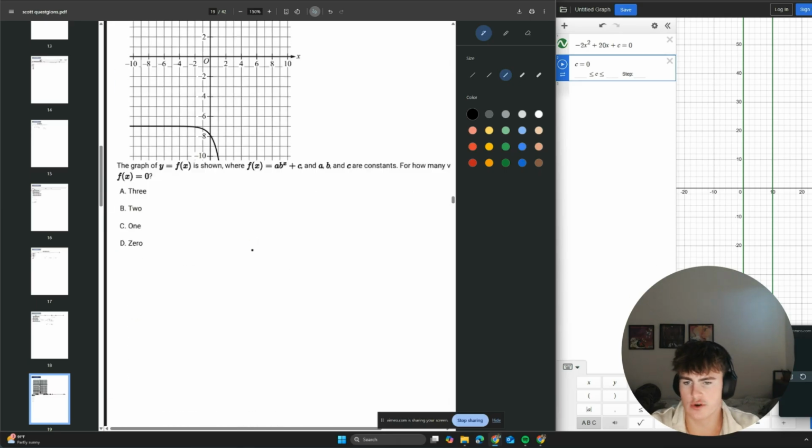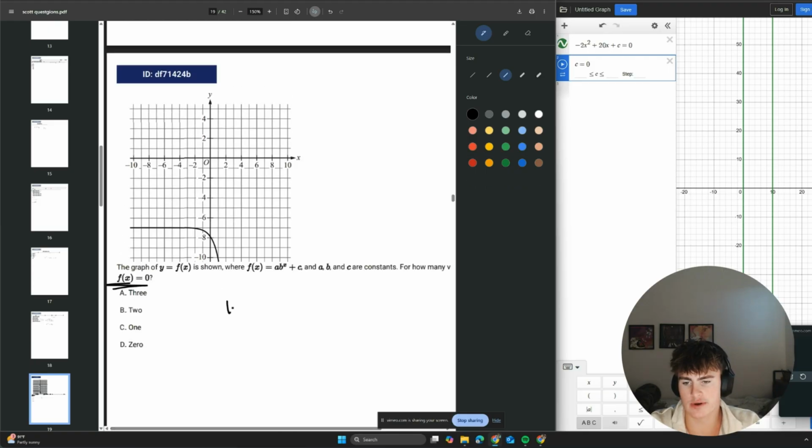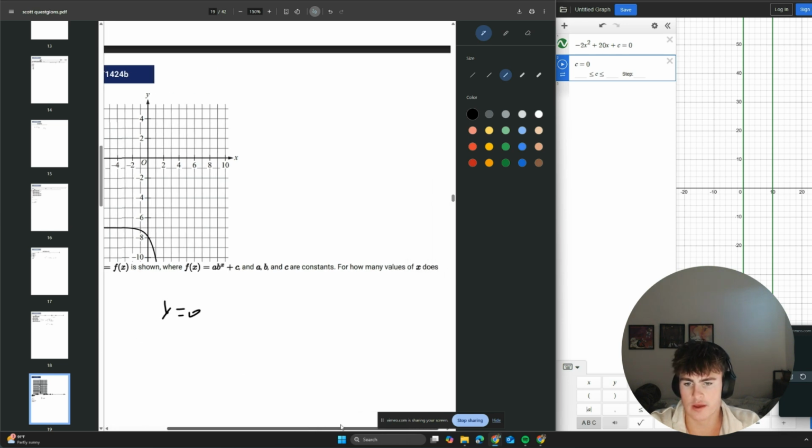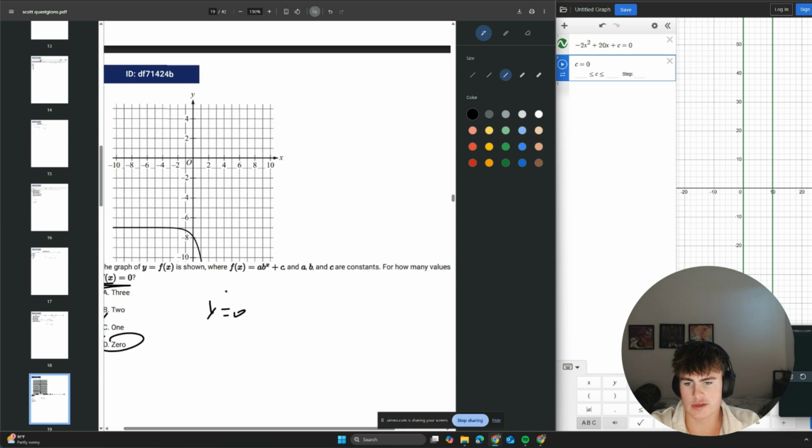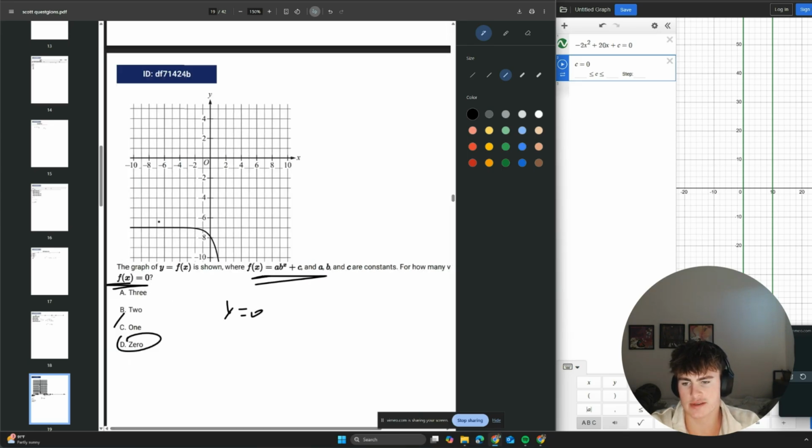The graph of f is shown, where a, b, and c are constants. For how many values of x does f of x equal 0? F of x equals 0 is the same as y equals 0. That is the x-axis intercept. So you're looking for how many times it touches this axis right here, which is very obvious that it's 0. It doesn't touch any. So it's 0, not 1. Sorry. You might think this is a hard one because you get this really hard equation with a bunch of constants, but you literally just look at the graph and f of x is 0 times because it never touches the axis right there.